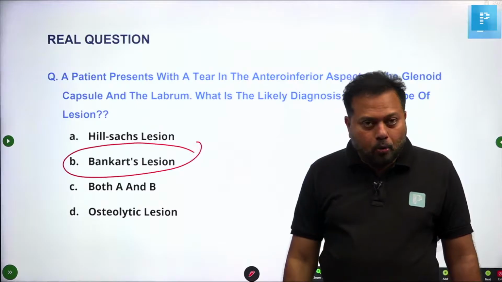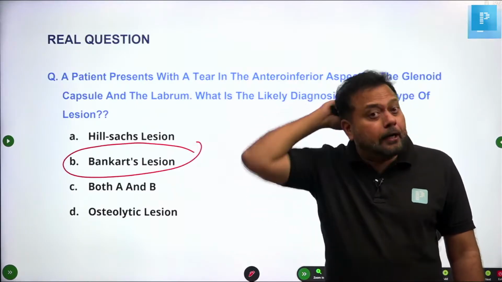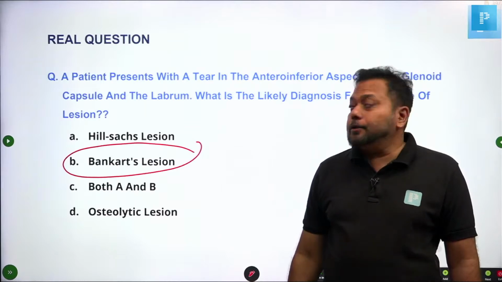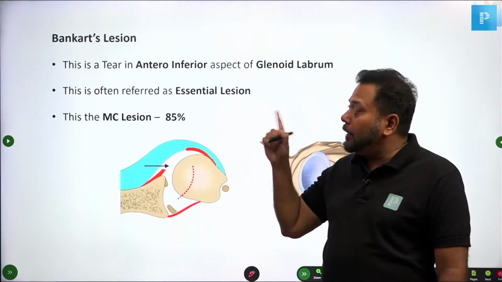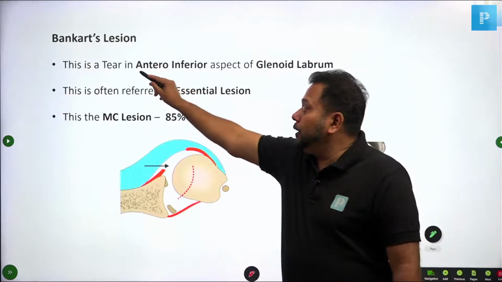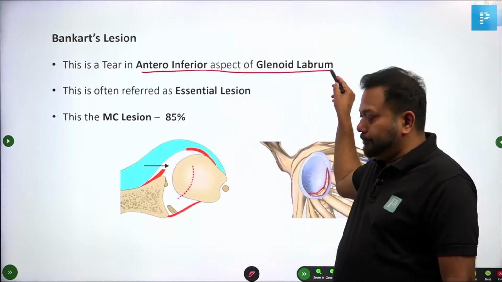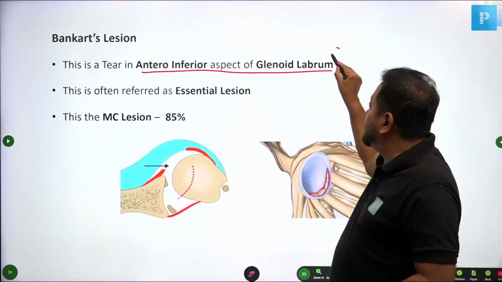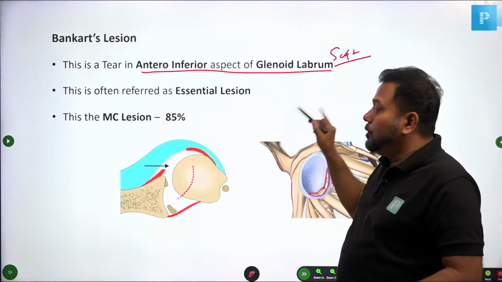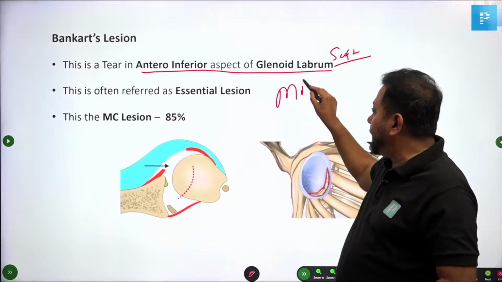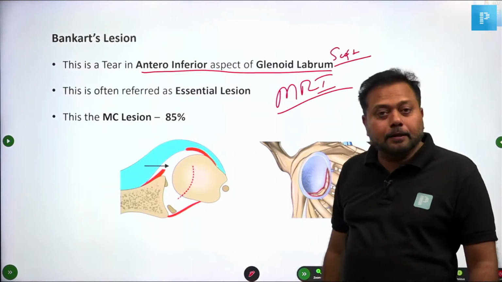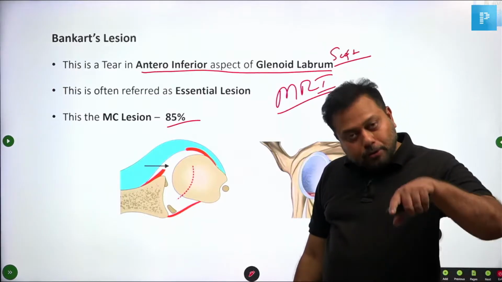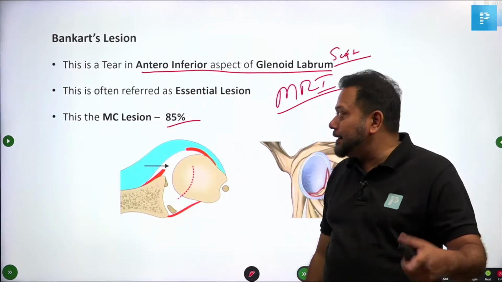Now, focus your fullest attention. Again, last resort revision. What are the three lesions that cause recurrent dislocation of the shoulder? Number one, Bankart's. Bankart's happens at the anteroinferior aspect of the glenoid labrum. This is a soft tissue lesion, so it can be diagnosed only by MRI, not by X-ray. It is present in 85% of the lesions. This is the most common lesion, and it is otherwise called the essential lesion.